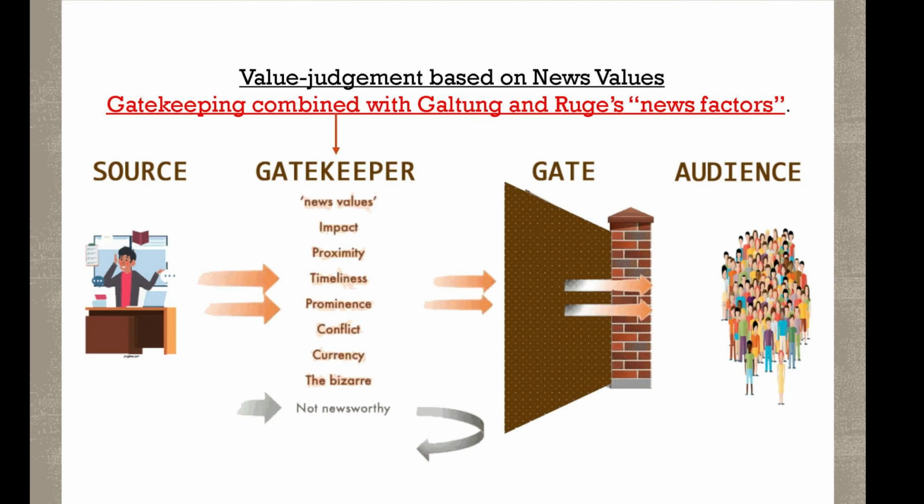If we place the value judgment and match it with Galtung and Ruge's news factors, we find that the gatekeeper bases his decisions on news values such as impact, proximity, timeliness, prominence, conflict, currency, and oddity. Those that are not newsworthy are those that are rejected.